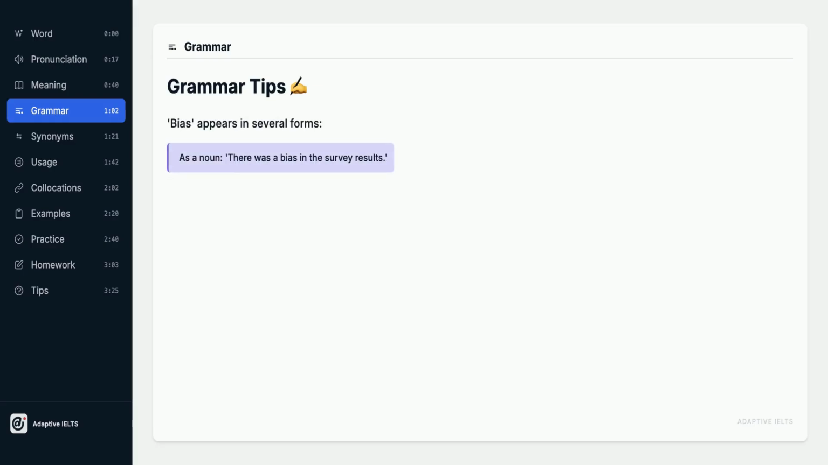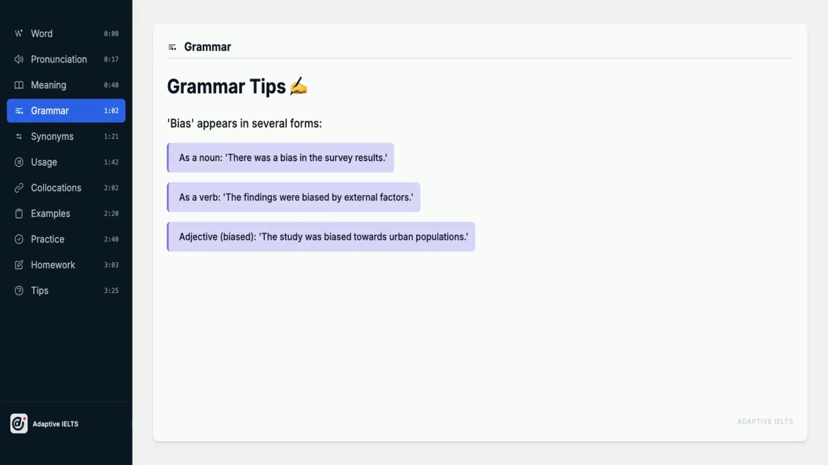Bias appears in several forms. As a noun, there was a bias in the survey results. As a verb, the findings were biased by external factors. Adjective, biased. The study was biased towards urban populations. Understanding these forms helps you use the word more flexibly in your responses.